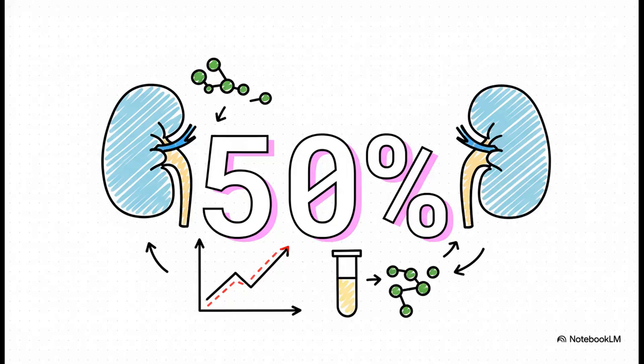And the catch is this number, 50%. The creatinine level in the blood often doesn't even start to go up until about half of the kidney's function is already gone. Just let that sink in for a second. It means it's a really late marker of damage, which makes our next point so important.